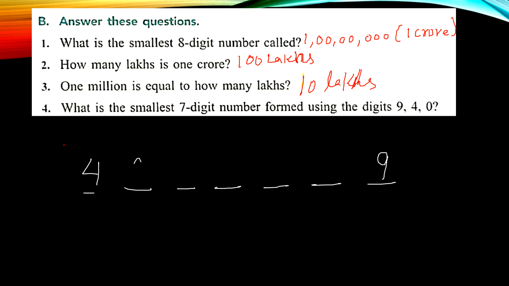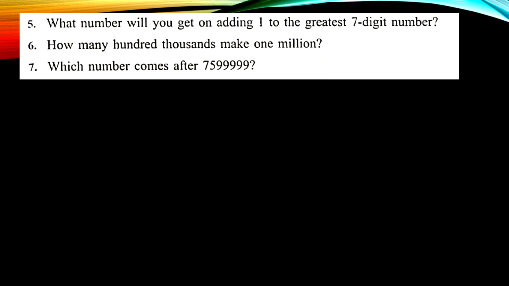So let's fill up all the blank spaces with 0. So here it is. This is the smallest number that you can form using 9, 4 and 0. Okay. So this is how we have to do it. Let's move to the next question.